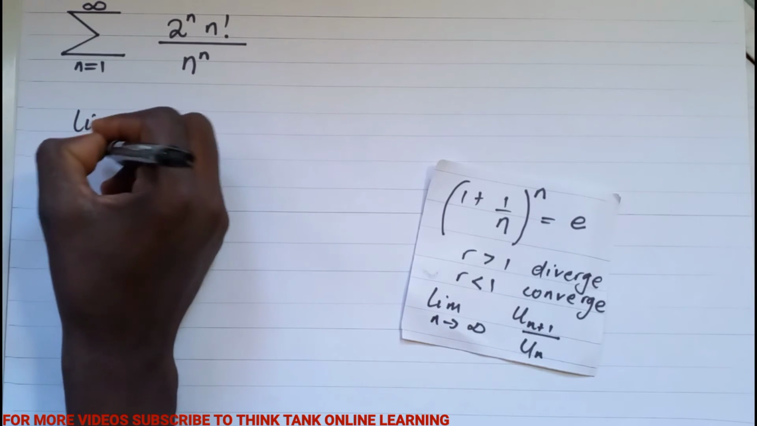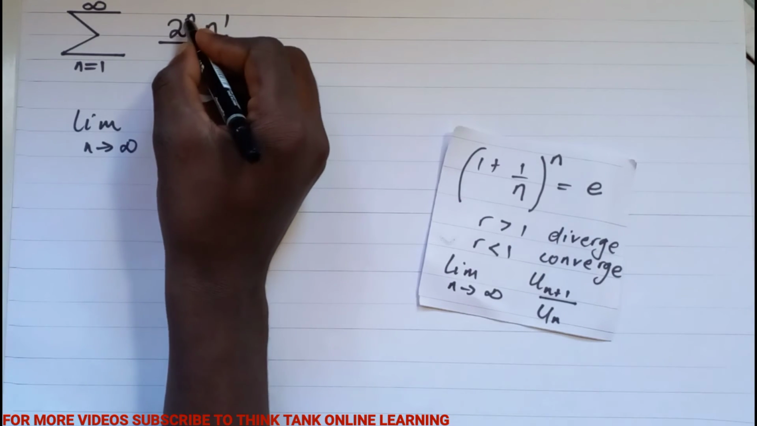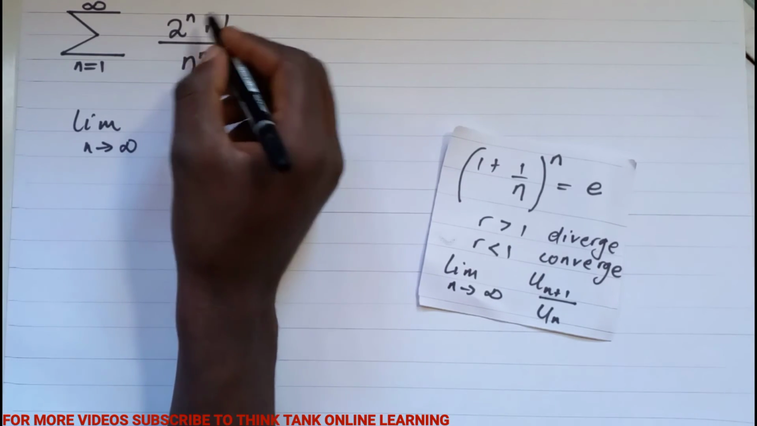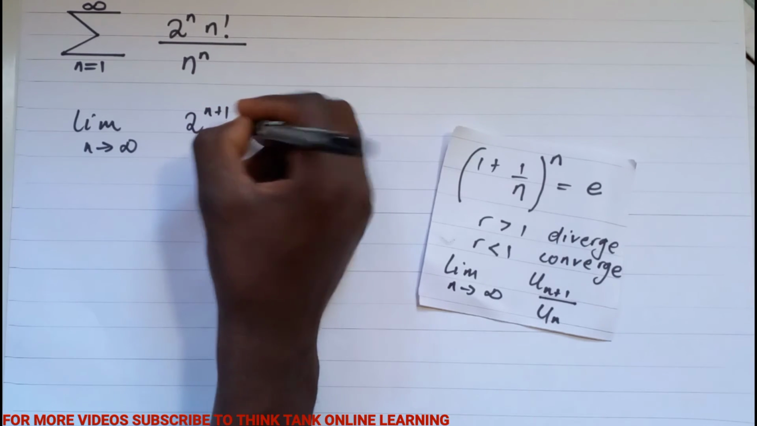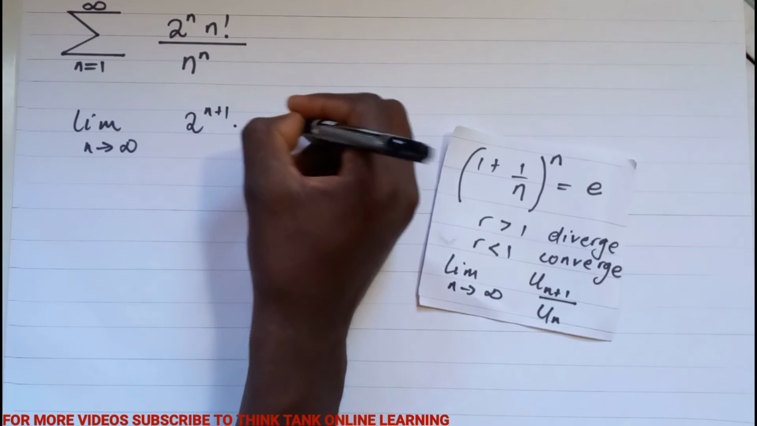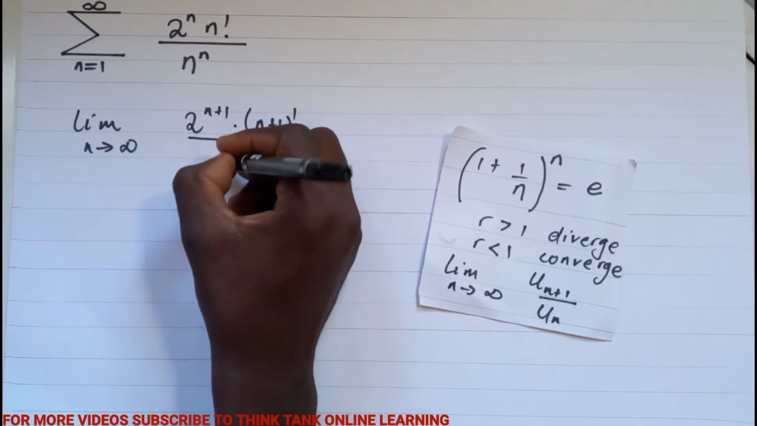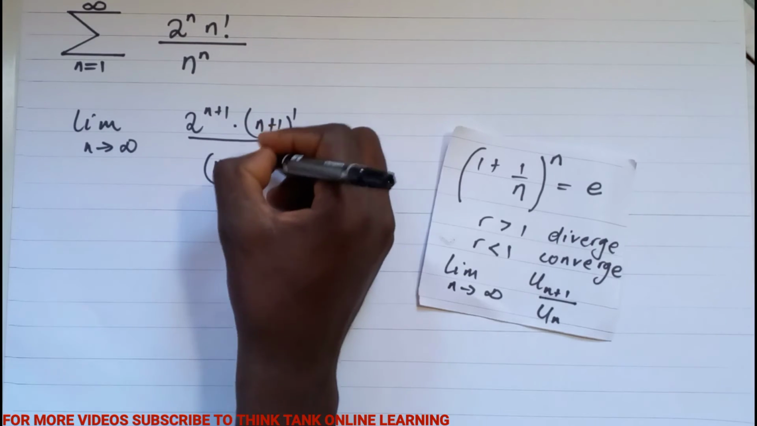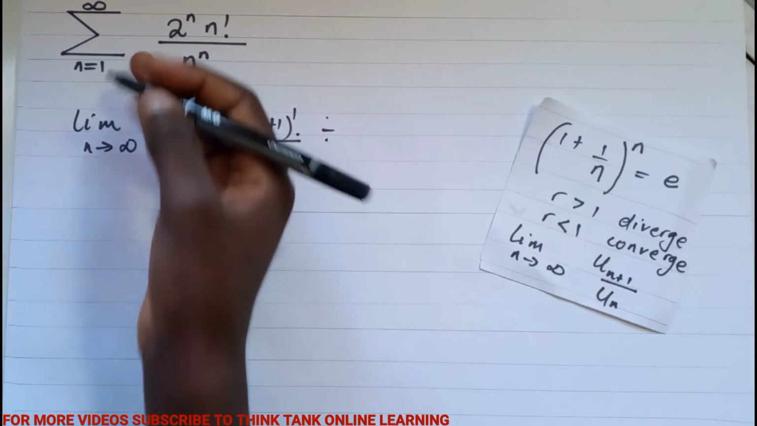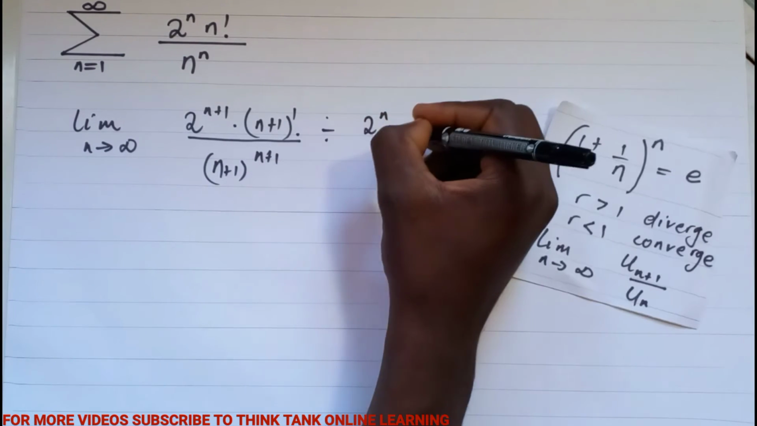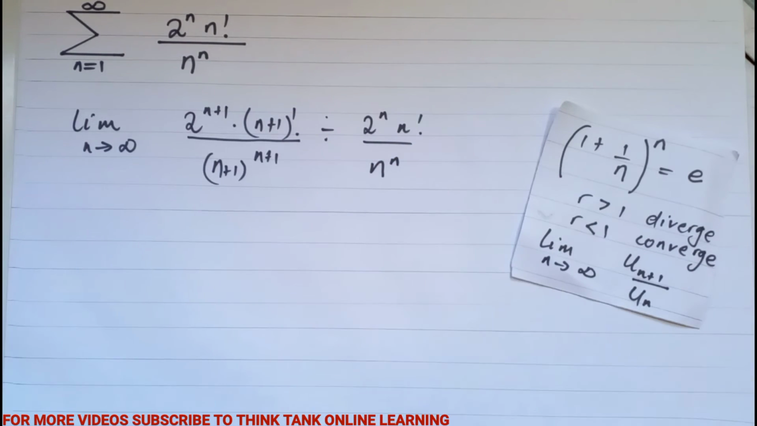Limit as n approaches infinity of u(n+1). That means I'm going to add 1 wherever there's n. So I'm going to say 2 to the power n plus 1 times n plus 1 factorial divided by n plus 1 to the power n plus 1, and I'm going to divide that by our original series, 2 to the power n times n factorial over n to the power n.